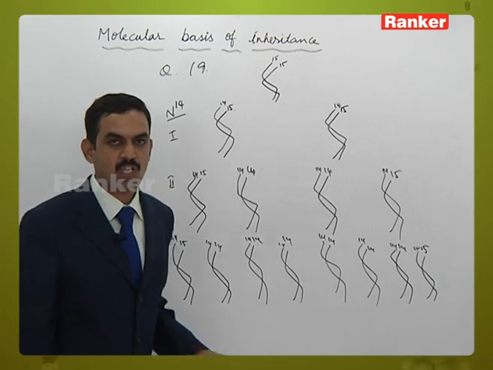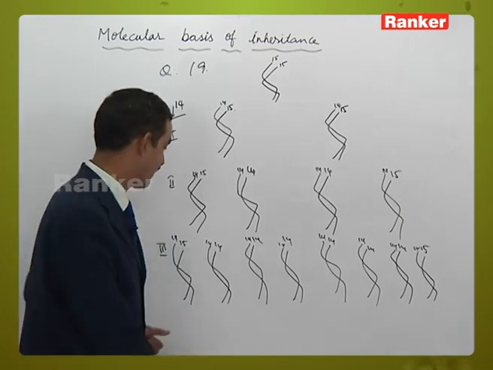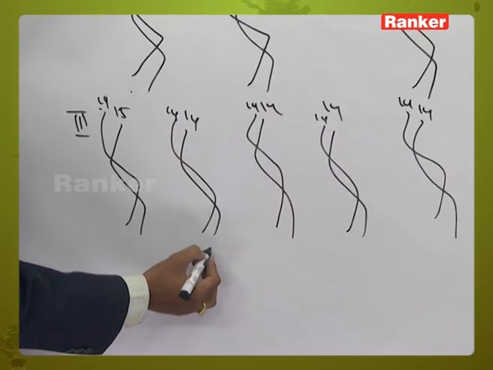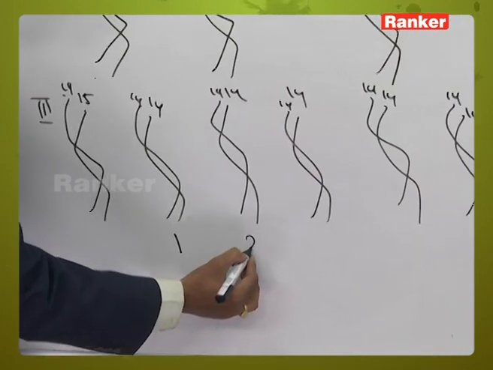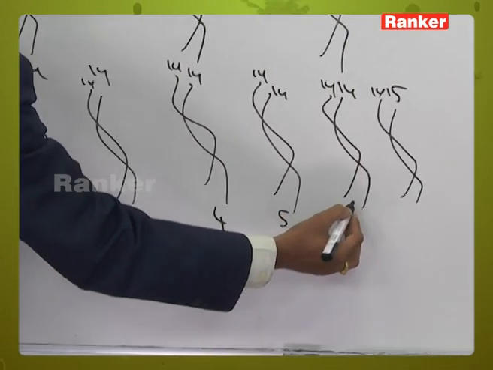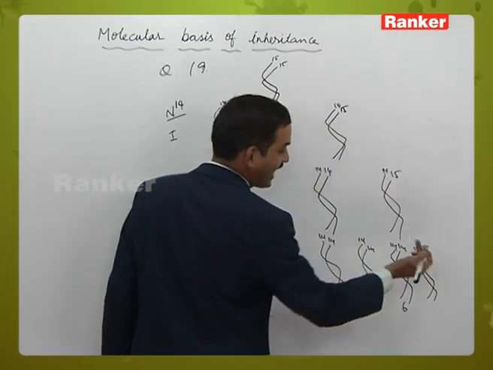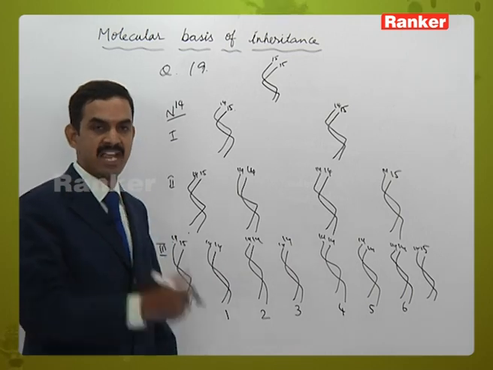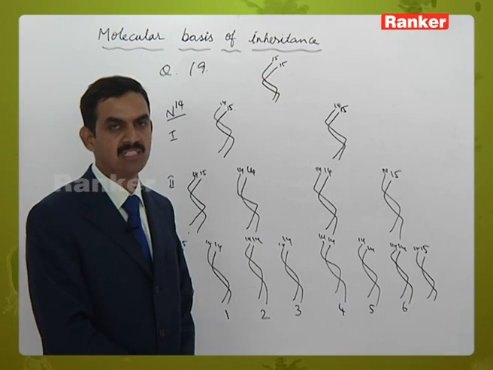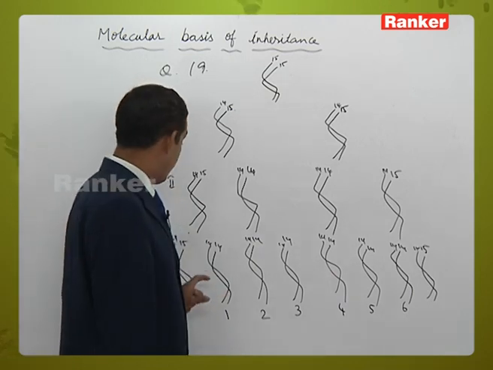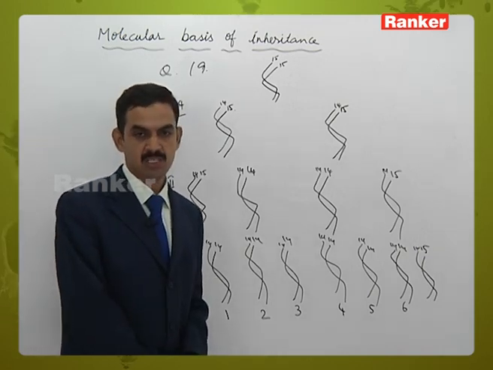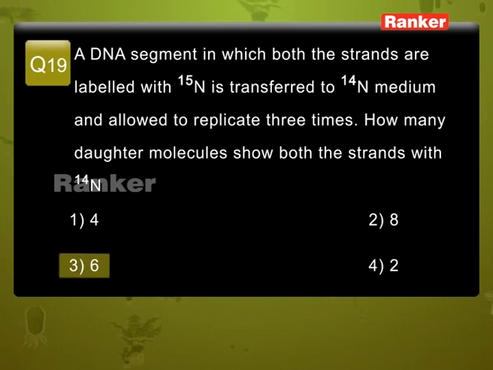So the question is, how many daughter DNAs have both strands with N14? So this is one which is having one N14 and one N15. This is one with both N14. This is also having both N14, here also, and also here. When it is coming to this one, it has one N14 and one N15. So out of the total number of 8 DNA molecules that are formed after 3 generations, 6 DNA molecules are with both N14 strands. So question number 19, the correct answer is 3.